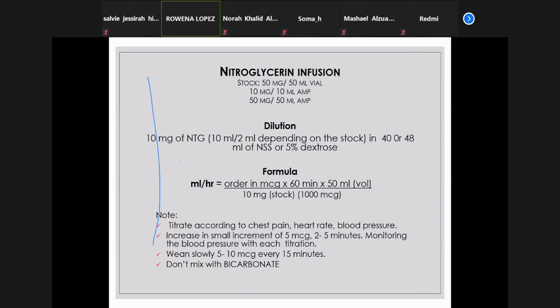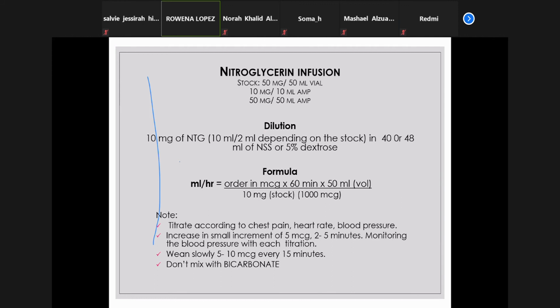But we have to take note: titrate according to chest pain, heart rate, and blood pressure. Increase in small increments of 5 mics every 2 to 5 minutes, monitoring your blood pressure with each titration. Wean slowly, 5 to 10 microgram every 15 minutes, and don't mix with bicarbonate because of the crystallization effect. Why do we have to wean slowly? Because if you directly turn off the nitroglycerin, we will have to restart the medication because of the side effect of rebound hypertension, okay?